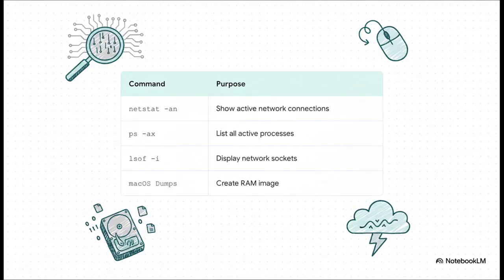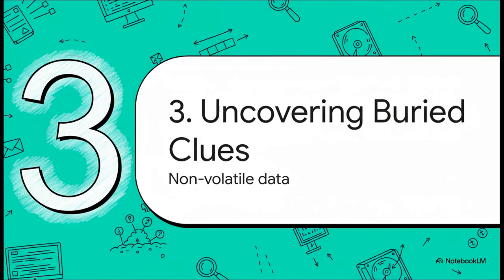Now, over in the Mac world, the goals are pretty much identical, just sometimes with slightly different commands. You've still got netstat and ps doing similar jobs, but here, a tool like macOS Dumps takes things a step further. It creates a complete copy, an image of the system's entire RAM. This basically freezes all that fleeting evidence in time so it can be analyzed in detail later, long after the computer's been shut down.